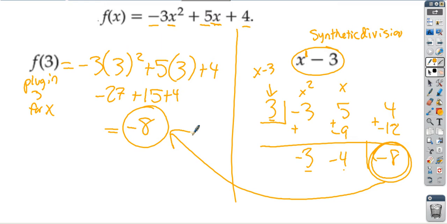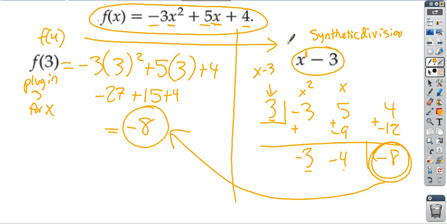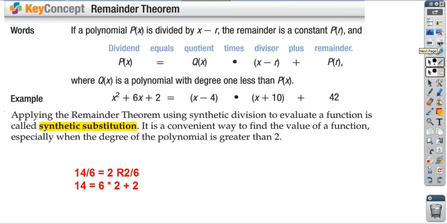The remainder theorem says that if you plug in 3 to this function right here, that is the exact same as what you get as your remainder when you divide it by x minus 3. So for example, if I did f of 4, that would be the same as dividing it by x minus 4. If I did f of 10, I'm going to get the same number as my remainder if I divide it by x minus 10. That's the remainder theorem right there. That's basically what it means.